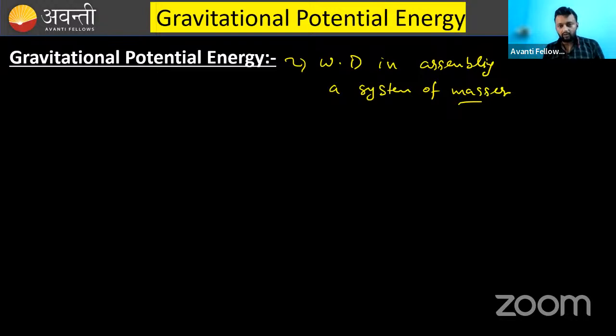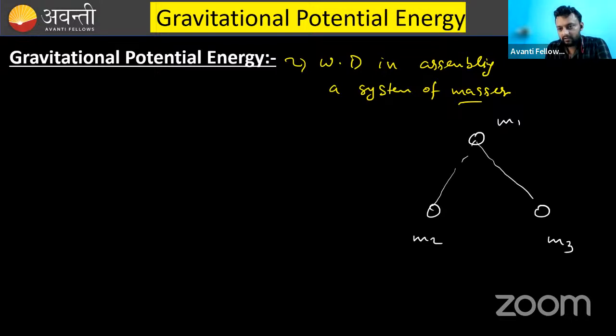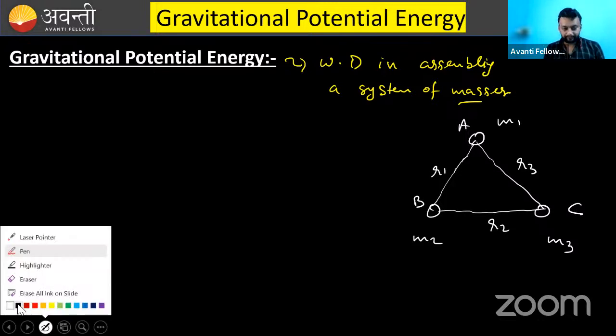Clear? Now, let's suppose there are two masses, or in fact, I will write it for three masses directly. There are three masses M1, M2, and M3, and there is a separation of R1, R2, and R3 between them. This is point A, this is point B, and this is point C. And we need to write the gravitational potential energy of this system.